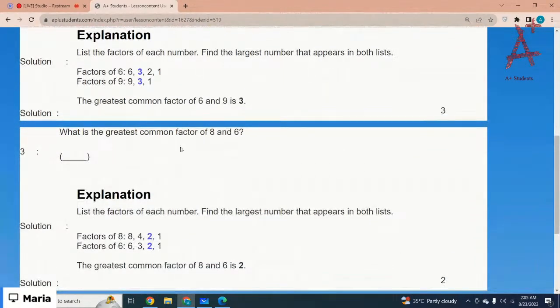What is the greatest common factor of 8 and 6? So you have to write down the factors of 8 and 6. The factors of 8 are 1, 2, 4, and 8. And the same way, the factors of 6 are 1, 2, 3, and 6. So 2 is the greatest common factor of 8 and 6, right? Let's start with the practice questions.